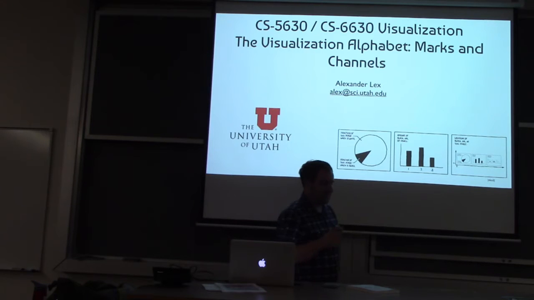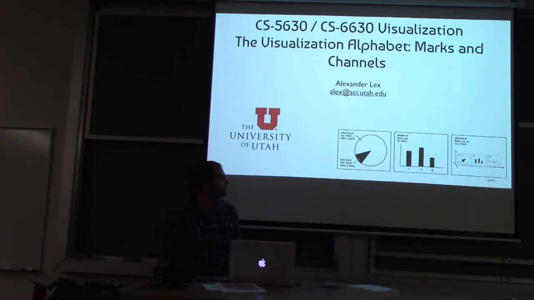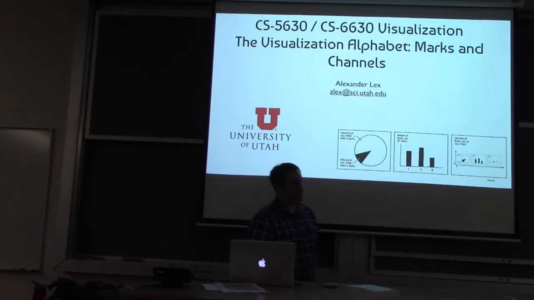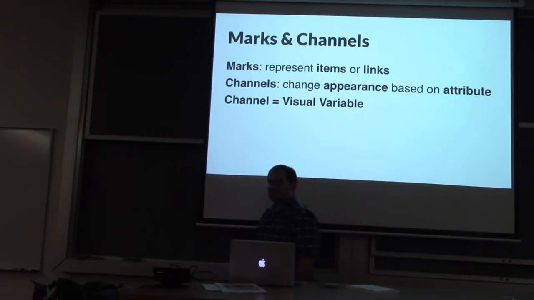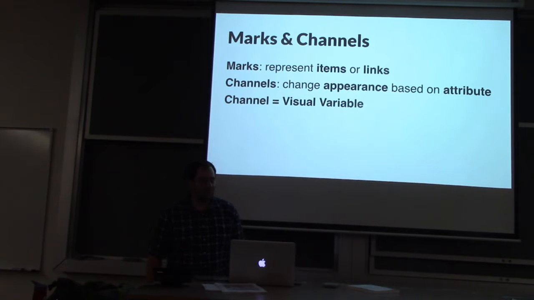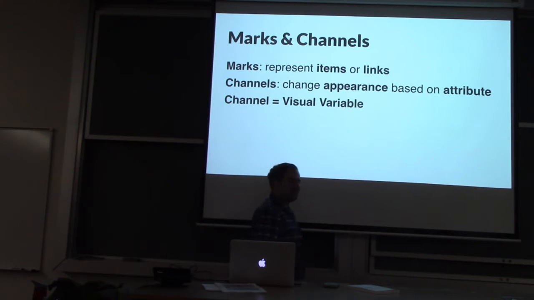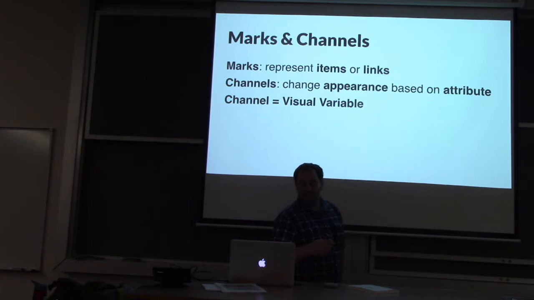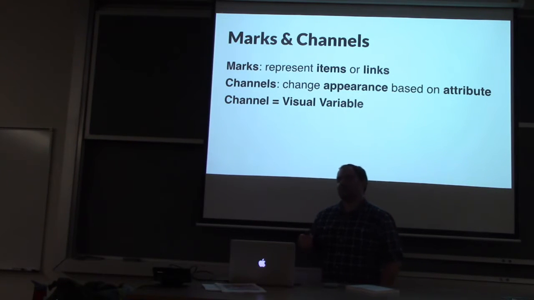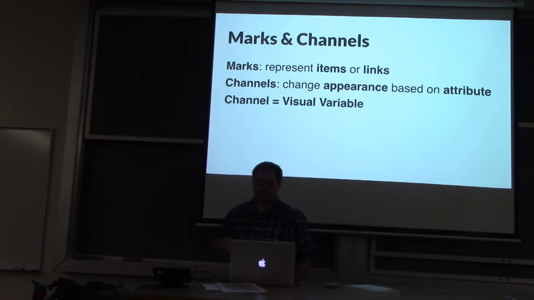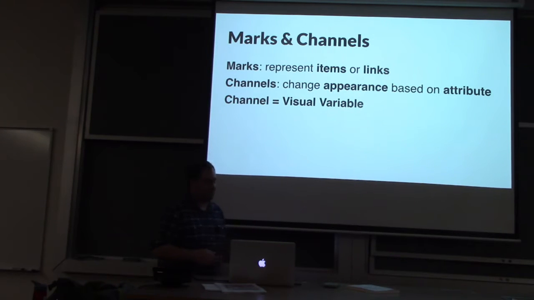Okay, welcome. Today we'll be talking about design principles, but quickly first we'll review the main content of the previous lecture. So last time we talked about marks and channels, and what are marks and channels? Marks are these things that represent items or links, so that essentially represent our independent variables. And then the channels can change the appearance based on an attribute. So essentially channels encode data about the items. And channels are often also called visual variables.